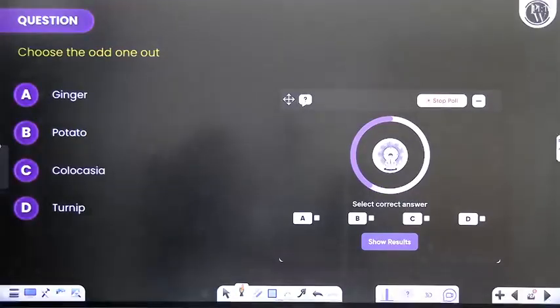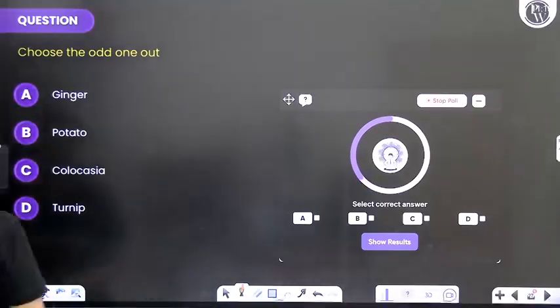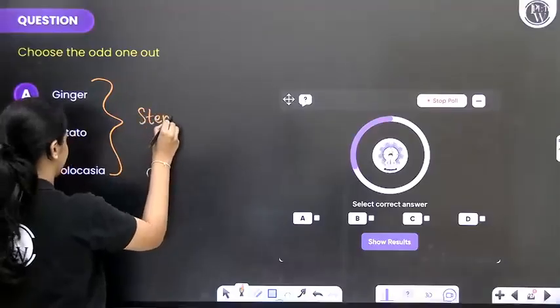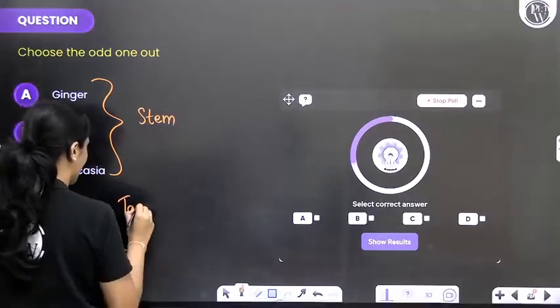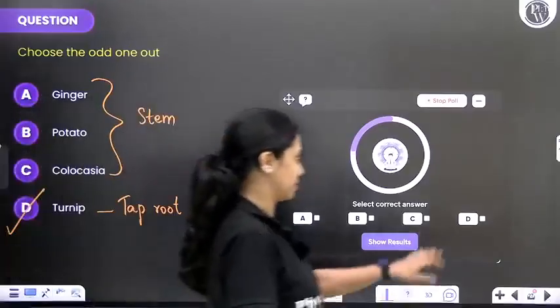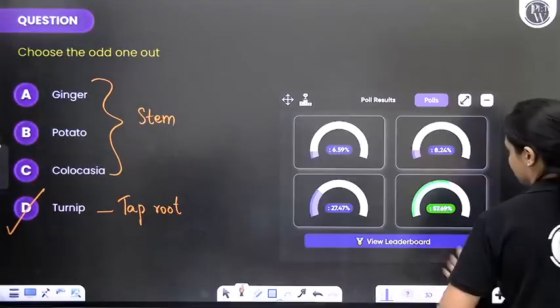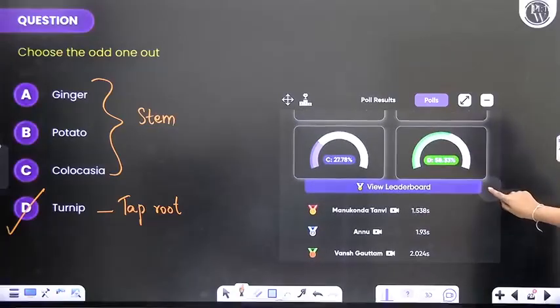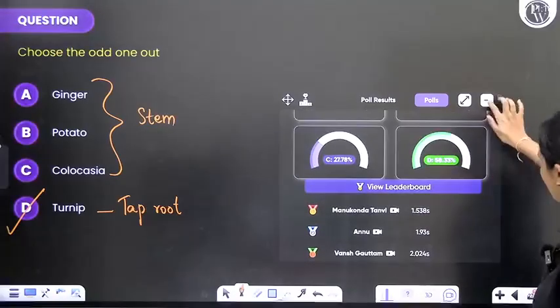Why is it option D? Who can tell me? It's option D because these are stem modifications and this is a taproot modification. So option D is the correct answer. Tanvi, Anu, Vansh, top 3.